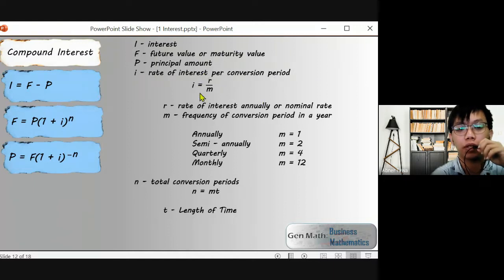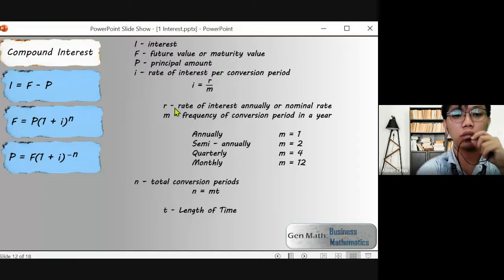So how do we determine the rate of interest per conversion period? We're just going to observe the formula. So how do we solve for the value of I? That is the quotient of rate of interest annually over conversion period. So yung R and M, we can determine this in a given problem. And then you are just going to solve for the value of I. So sometimes yung value ng I, hindi yan given directly. Ang binigay is yung value ng R and M. So you're just going to solve for I first before we can use it to the formula.